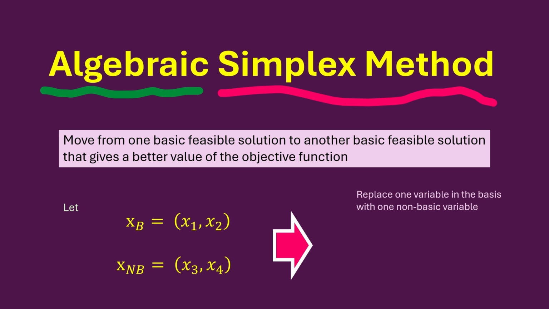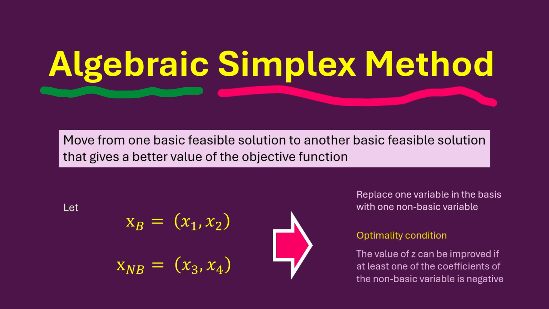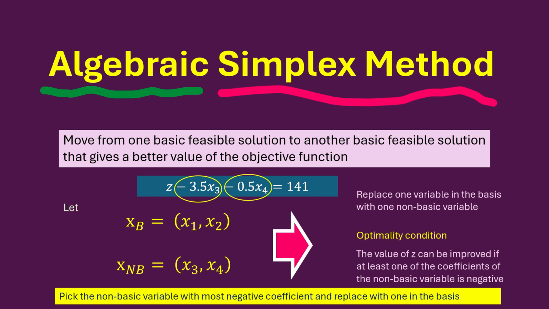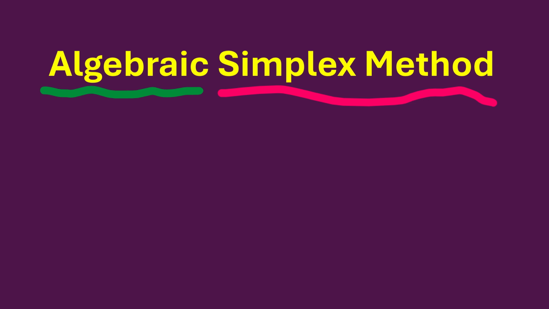The optimality condition states that the value of z can be improved if at least one of the coefficients of the non-basic variables is negative. And here we can see both non-basic variables have negative coefficients. In this case, we will pick the non-basic variable with the most negative coefficient and replace it with one in the basis. Based on the criteria, we picked x3.